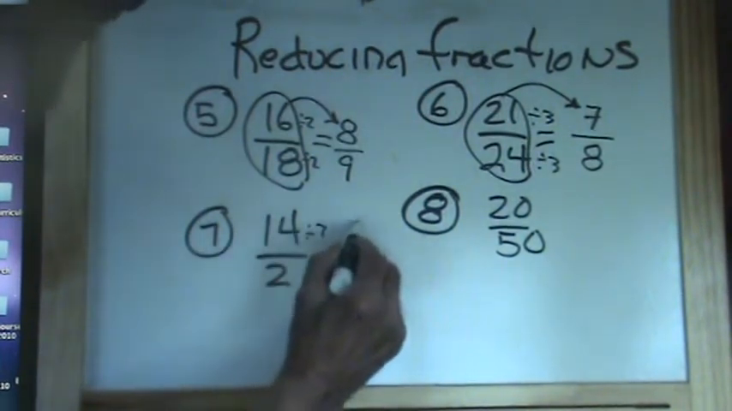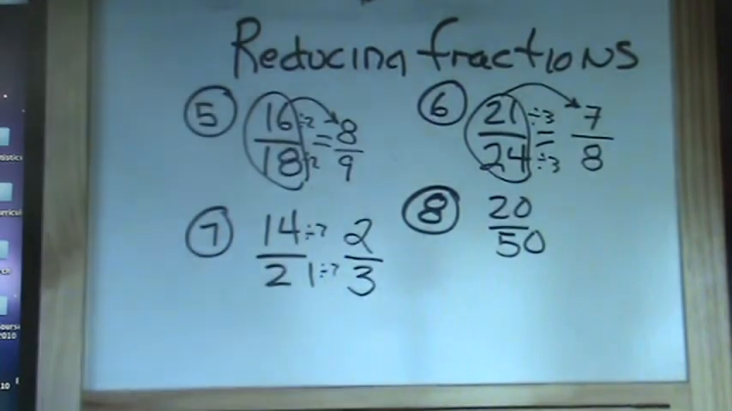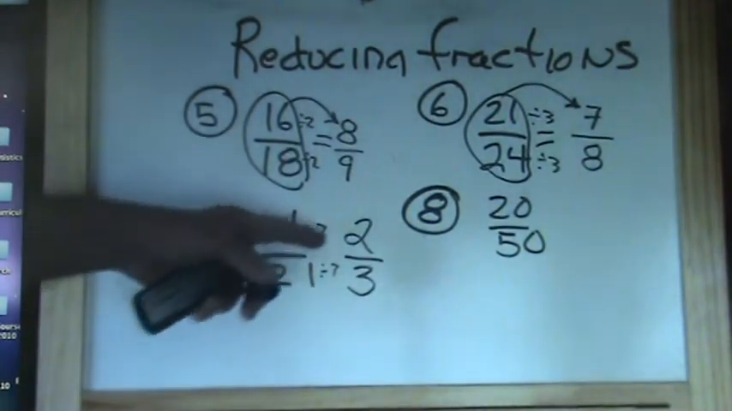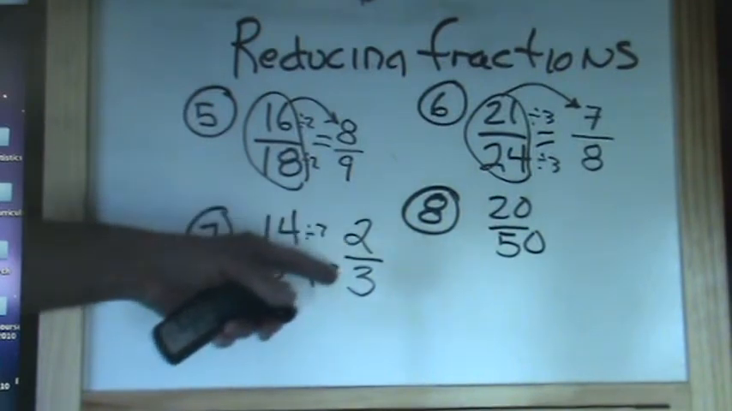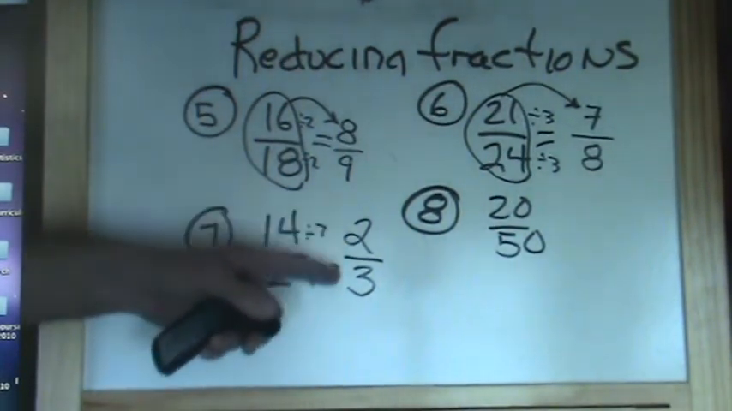7 goes into 14 2 times. 7 goes into 21 3 times. And so, this is in its lowest name. So 14/21, when we reduce it to its lowest name, is 2/3.